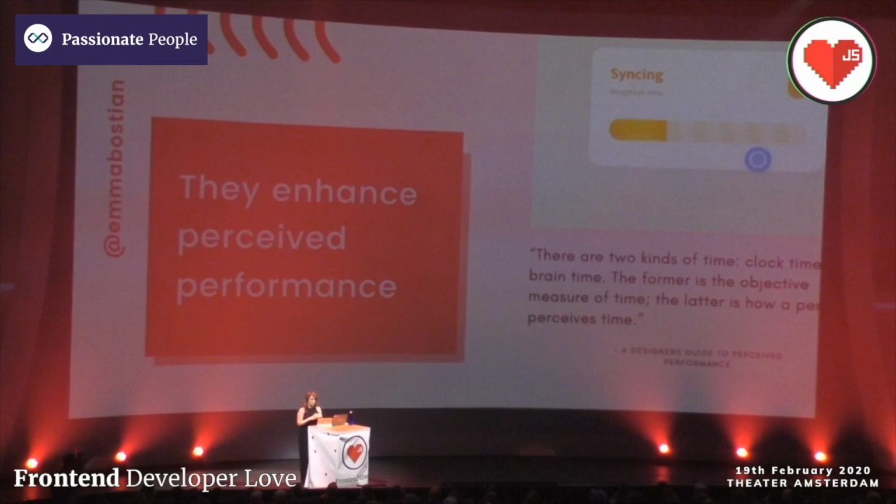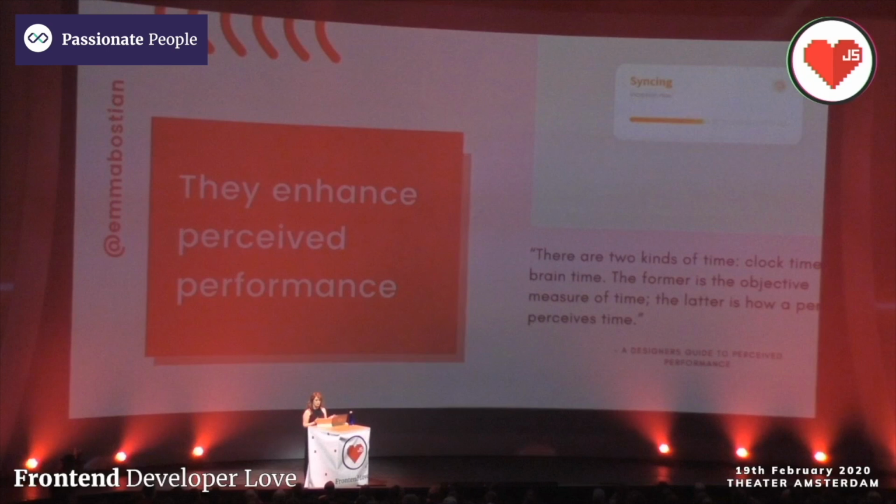So there are two kinds of time. There's clock time and there's brain time. The first is just the objective measure of time, and the second is how a person perceives time. So we can actually use animations to alter our users' sense of time. And this is really good if you need to work on your performance budget.